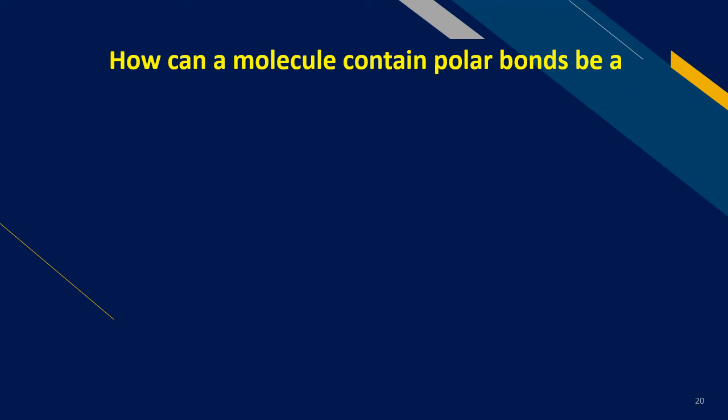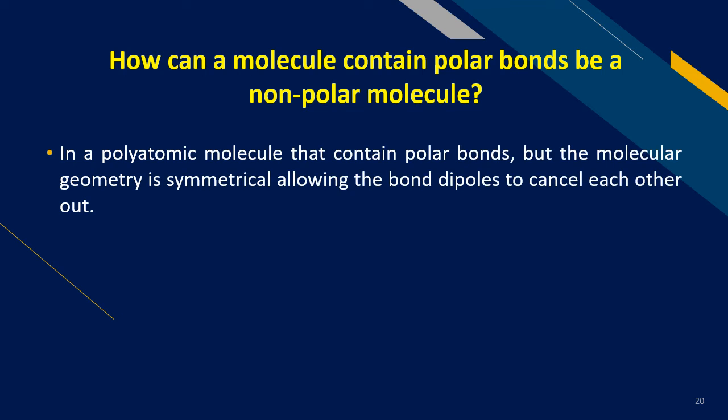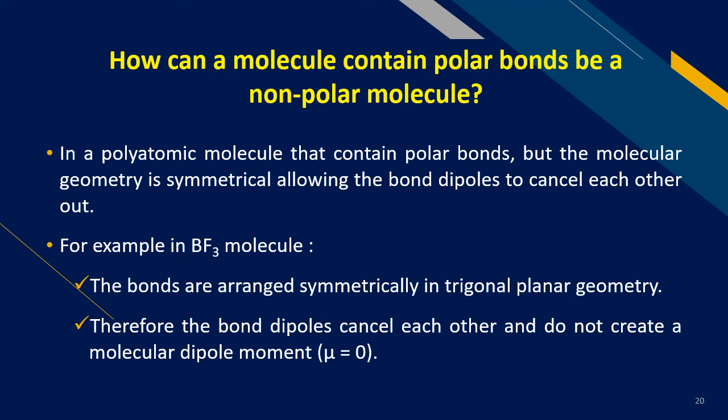How can a molecule that contains polar bonds be a nonpolar molecule? In a polyatomic molecule that contains polar bonds, the molecular geometry may be symmetrical, allowing the bond dipoles to cancel each other. For example, in the boron trifluoride molecule, the bonds are arranged symmetrically in trigonal planar geometry. Therefore, the bond dipoles cancel each other and do not create a molecular dipole moment.